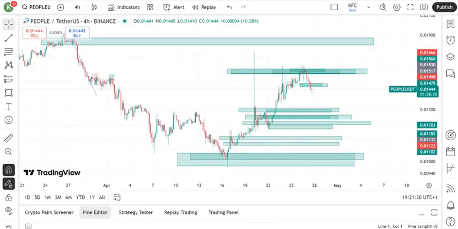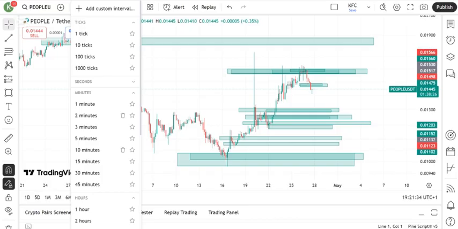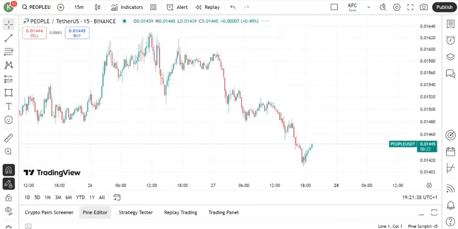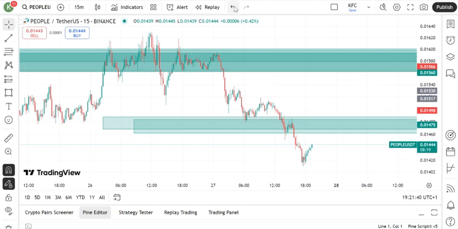Then the 4-hour time frame is bullish. So I'm going to be looking for the bearish move, still, because it's bearish on the higher time frames, 1 week and 24-hour. Until that changes, I will be looking for the bearish moves on PEPE USDT.